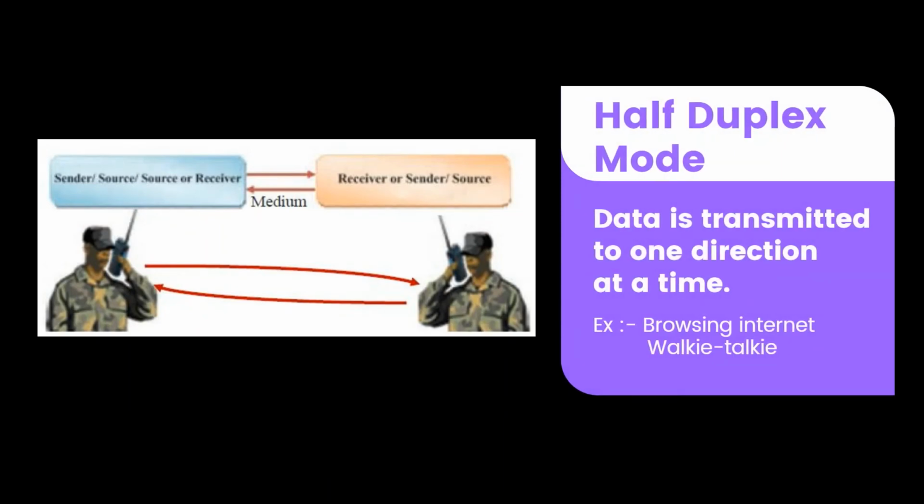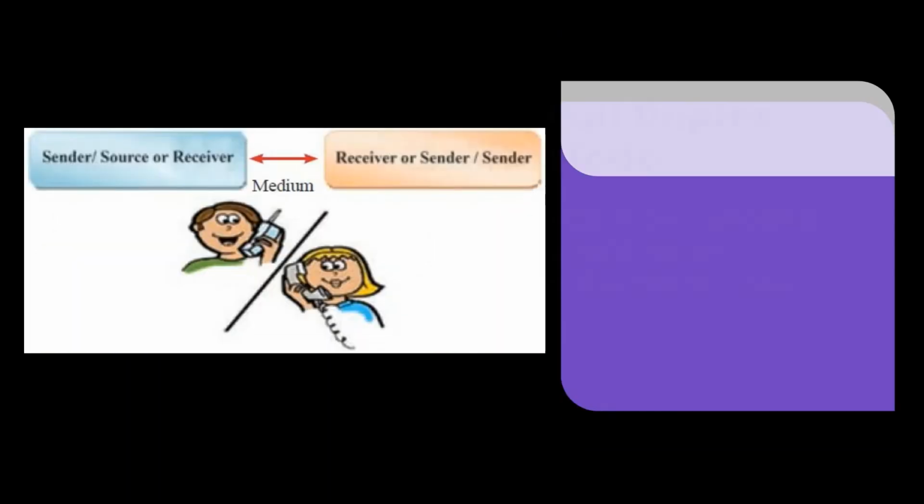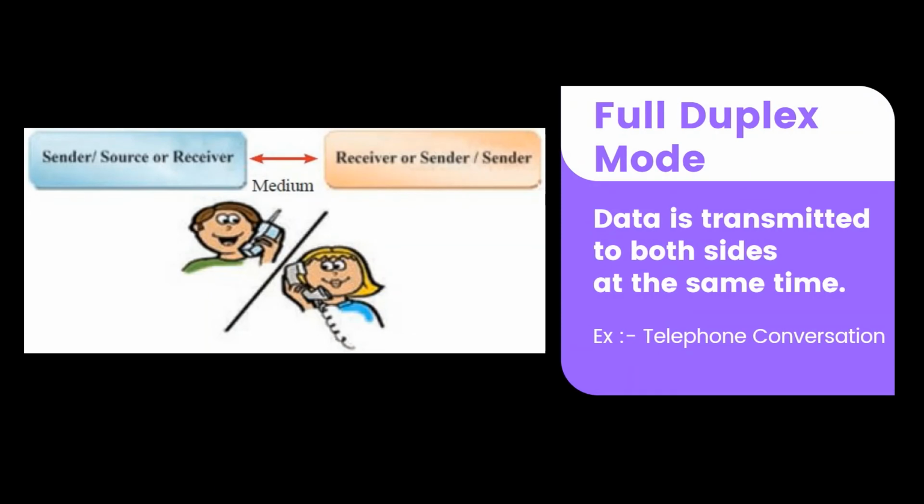In half duplex mode, data is transmitted to one direction at a time. For examples, browsing internet and walkie-talkie. In full duplex mode, data is transmitted to both sides at the same time. For examples, telephone conversation.